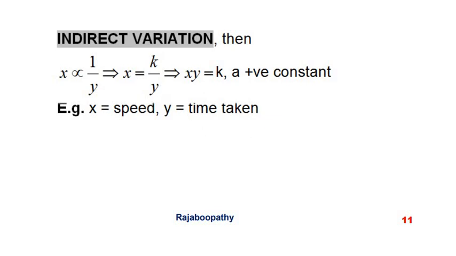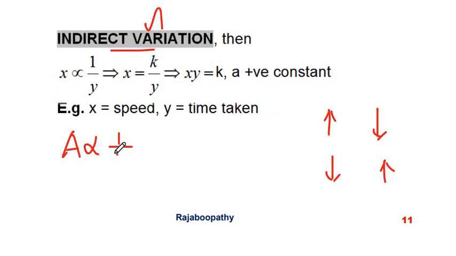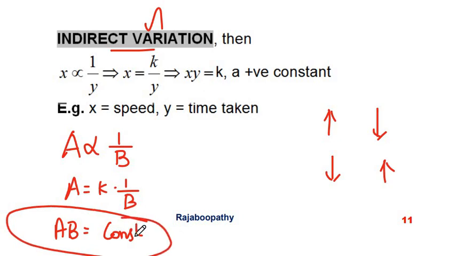Inverse variation or indirect variation. This is எதிர்மாறல். What is எதிர்மாறல்? If one increases, the other decreases. If one decreases, the other increases. So this is called indirect variation or inverse variation. Whenever A is inversely proportional to B, then we can say that A equal to K into 1 by B. This means AB equal to constant. Here the constant is K, the constant of proportionality.